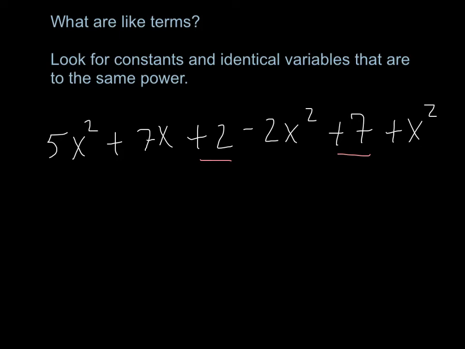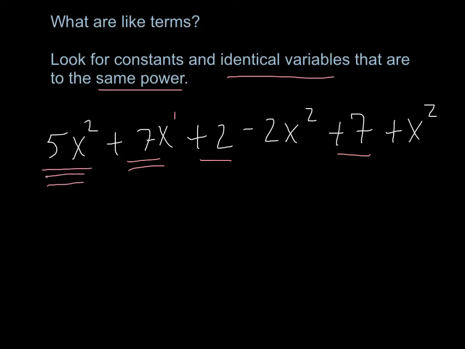Onward to some other like terms. I see that we have a 7x here. Do we have any other identical variables that are to the same power? Are there any other x's here that are to the first power? This is technically to the first, even though we don't see it, it's assumed. And I don't think so. Lastly, we have 5x squared. So I'm going to put a triple line under that one.